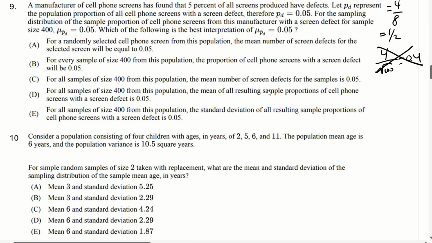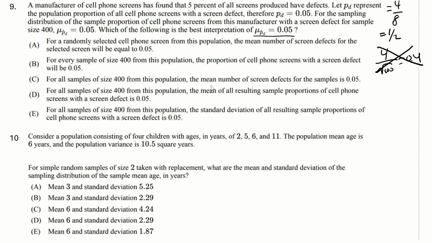All right, number 9. A manufacturer of cell phone screens has found that 5% of all screens have defects. Let p_D represent the population proportion of all cell phone screens with a screen defect. Therefore, p_D is 0.05. For the sampling distribution of the sample proportion of cell phones from this manufacturer with a screen defect for sample size 400, mu of p hat D is 0.05. Which of the following is the best interpretation? So we just want to interpret that at the end of the day.